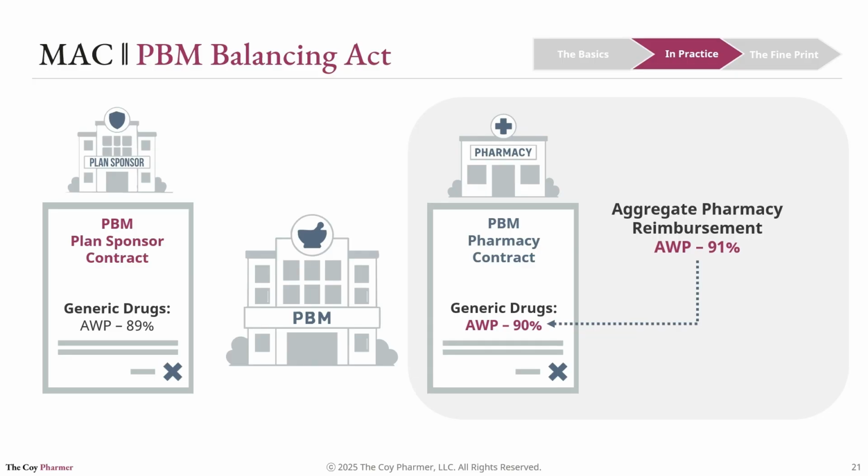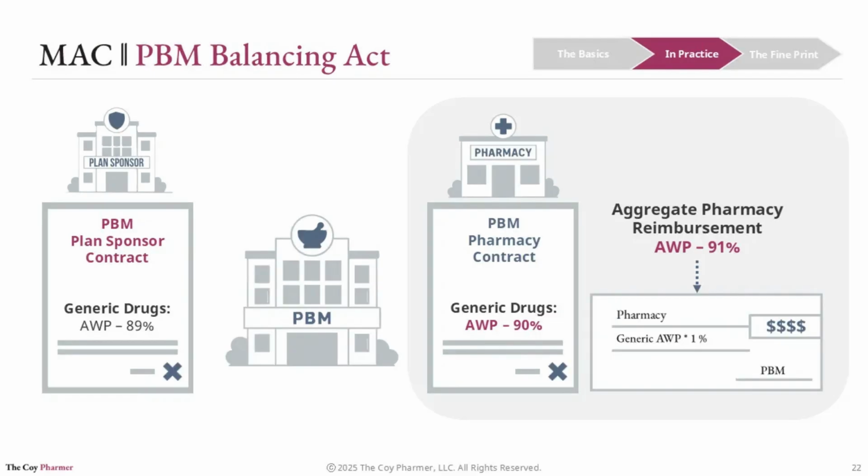So in this case, the PBM and the pharmacy have agreed that reimbursement for generic drugs will be at least as favorable as AWP minus 90% to the pharmacy. In this example, the aggregate pharmacy reimbursement is AWP minus 91%, which means that the pharmacies were paid less than they were contractually guaranteed. Similar to the plan sponsor contracts, typically this underperformance would result in the PBMs having to write the pharmacy a check at the end of the year.